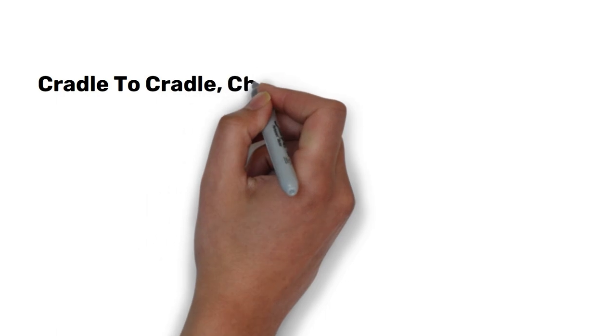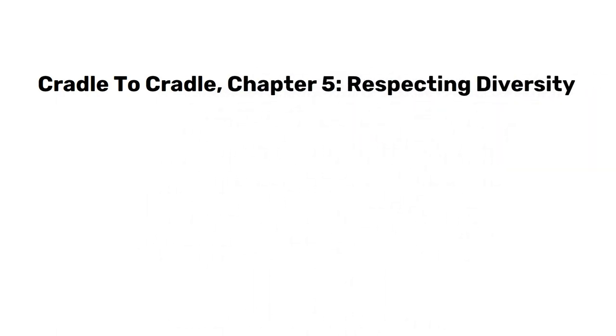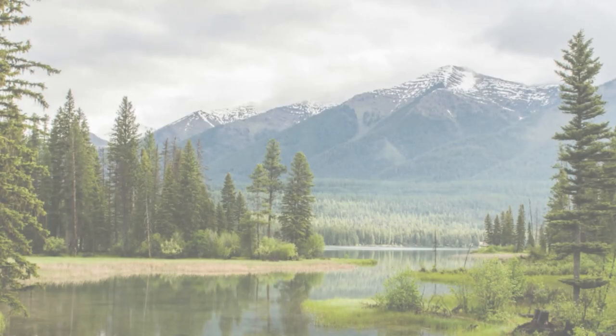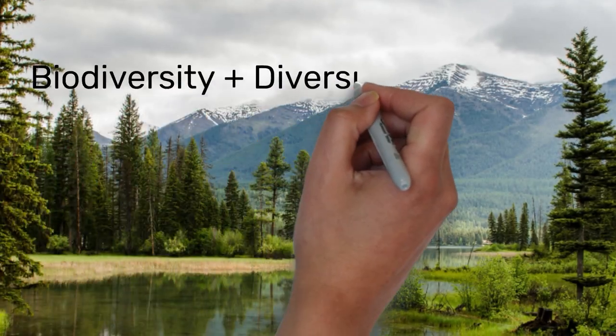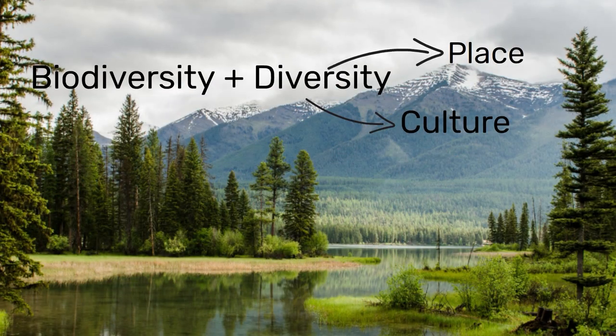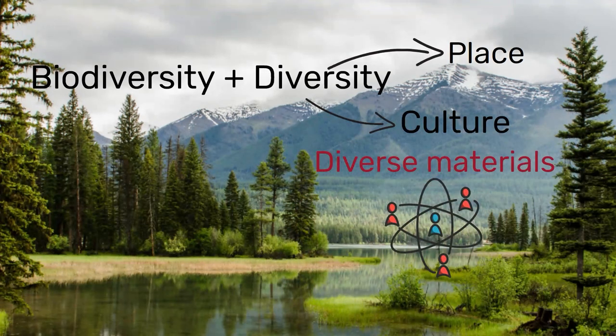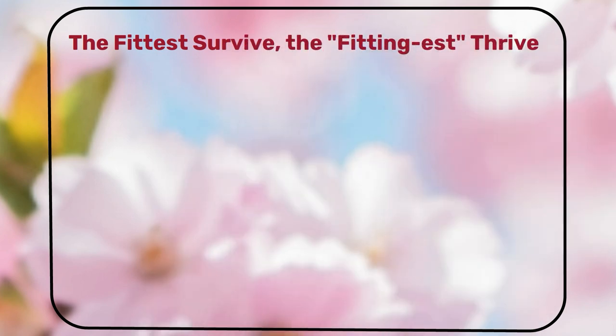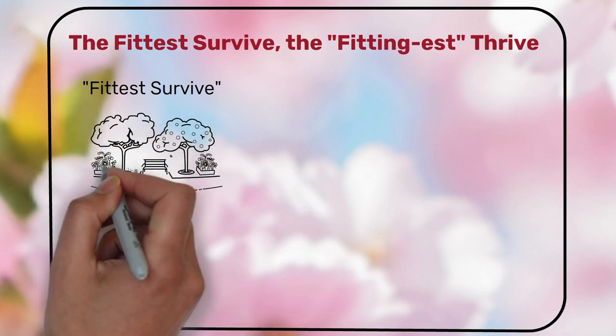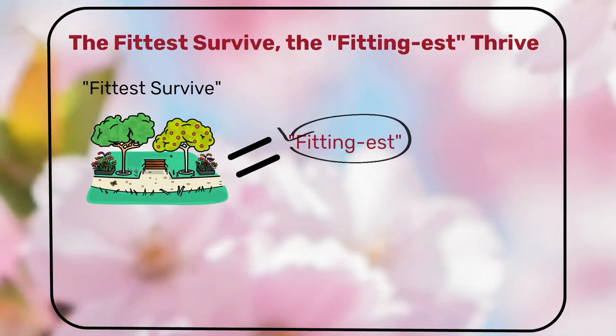In this chapter, we look into how just by respecting diversity, we can achieve huge profits and incredible benefits from the natural energy flows. Respecting diversity means to include not only biodiversity, but also diversity of place and culture. This means, for example, engaging with an abundance of diverse materials, options, and responses of creative and elegant solutions. The fittest survive, the fittingest thrive. Popular wisdom says the fittest survive, but in a healthy natural system, it's the fittingest who thrive.